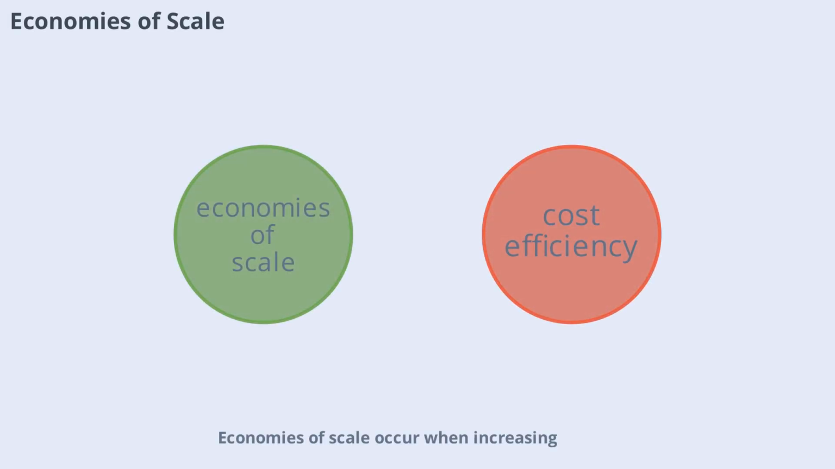Economies of scale occur when increasing production lowers the average cost per unit. As firms grow larger, they can often produce goods more efficiently, benefiting from bulk purchasing, specialized labor, and better technology. This gives larger firms a competitive advantage and can lead to lower prices for consumers. However, there are limits. Eventually, firms may face diseconomies of scale where costs start to rise again.